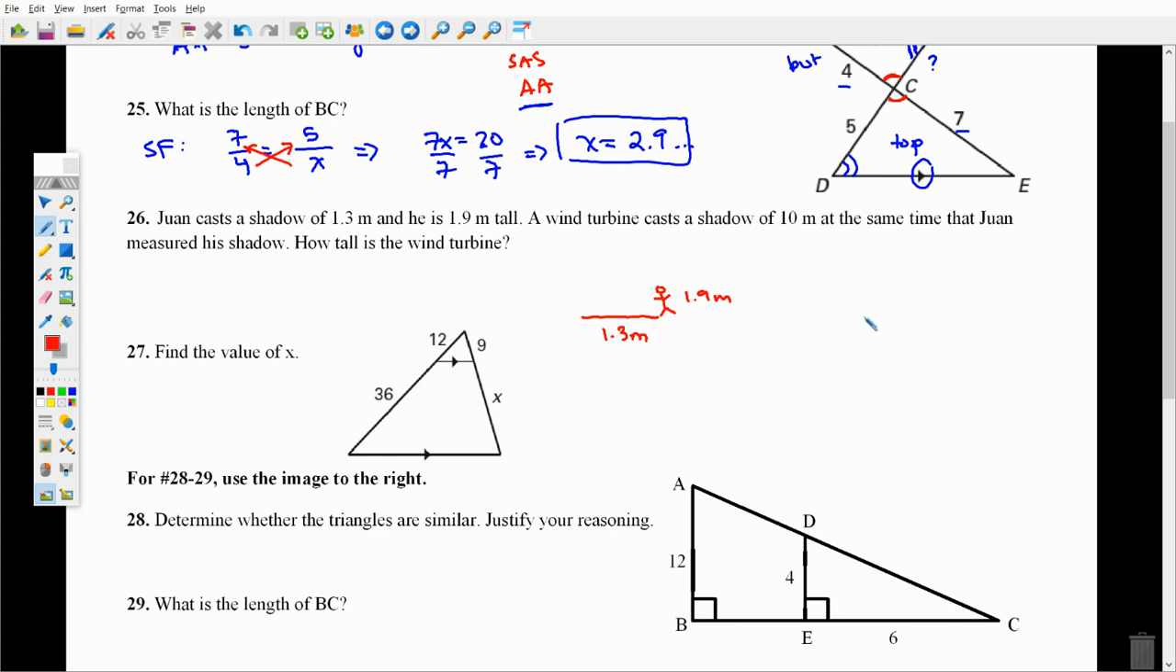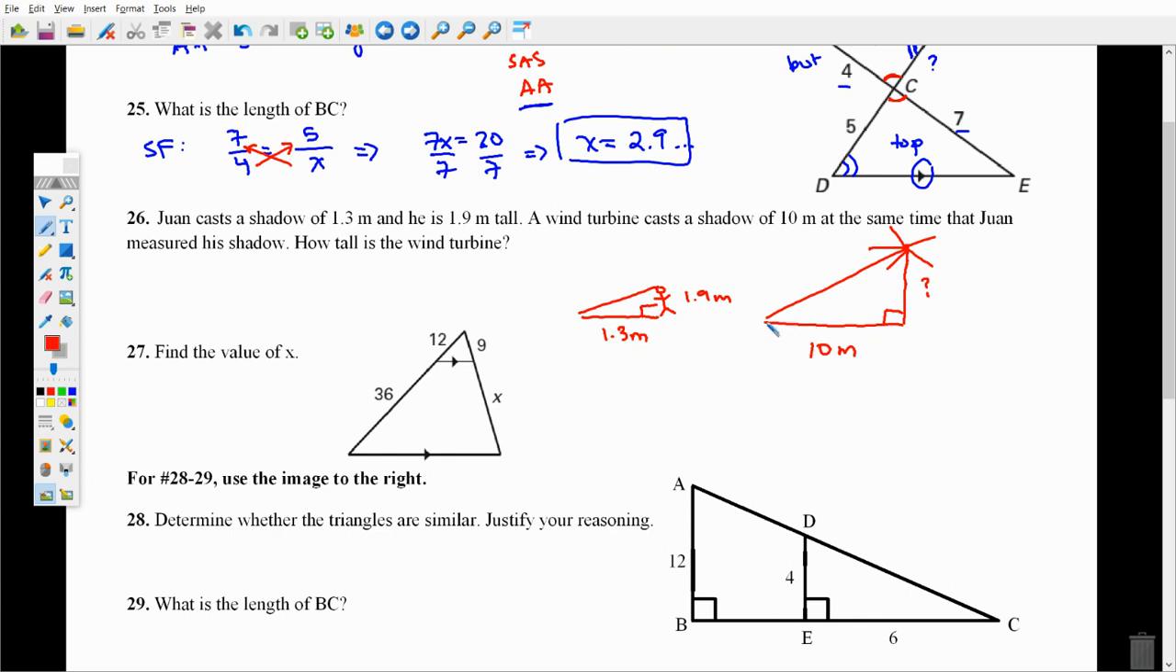There's a wind turbine, so it might have like those, something like that. It's casting a shadow of 10 meters. The same time Juan is casting his shadow. So these are those similar triangles here. So we want to figure out how tall the wind turbine is.